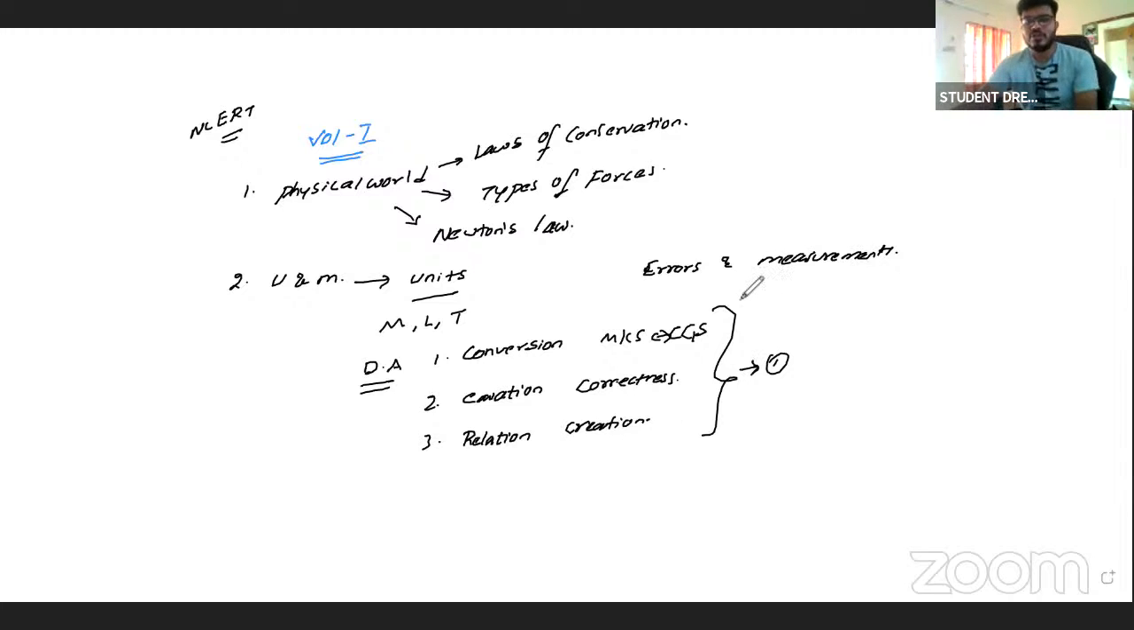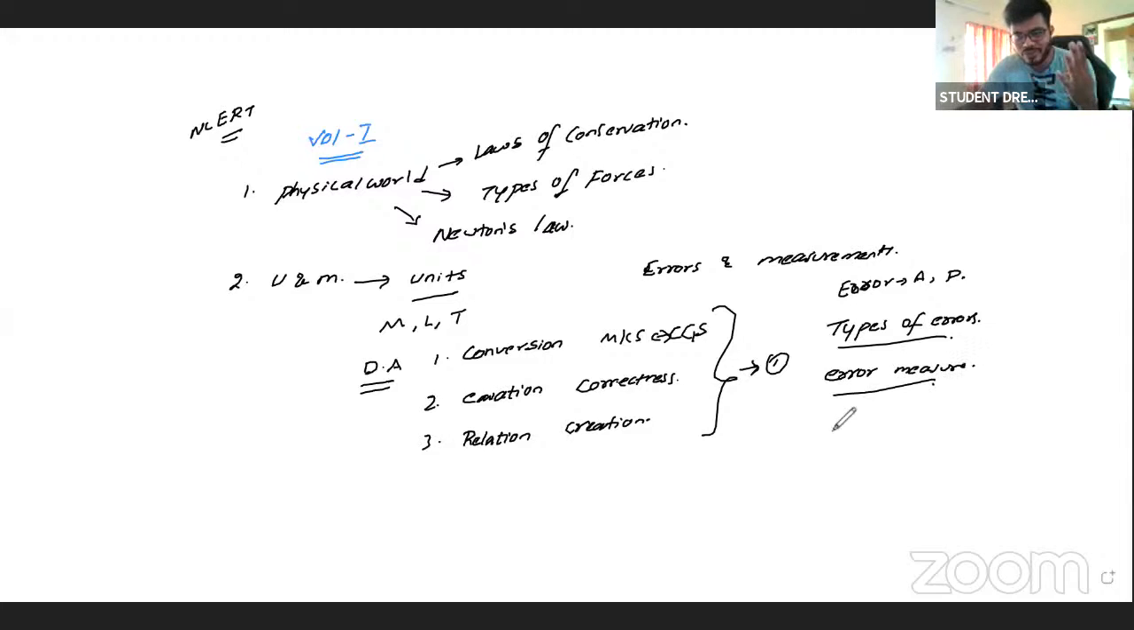Apart from that, in errors and measurements, you are going to discuss what an error is, and after that what accuracy is, and what precision is. After that, you are going to discuss the types of errors. There are different types, 5 to 6 types, and we are going to discuss that. After that, how we measure errors. There is an error measurement process, and it has 4 stages, 4 steps. One is your absolute error, second is your mean absolute error, third is your relative error, and fourth is your percentage error.